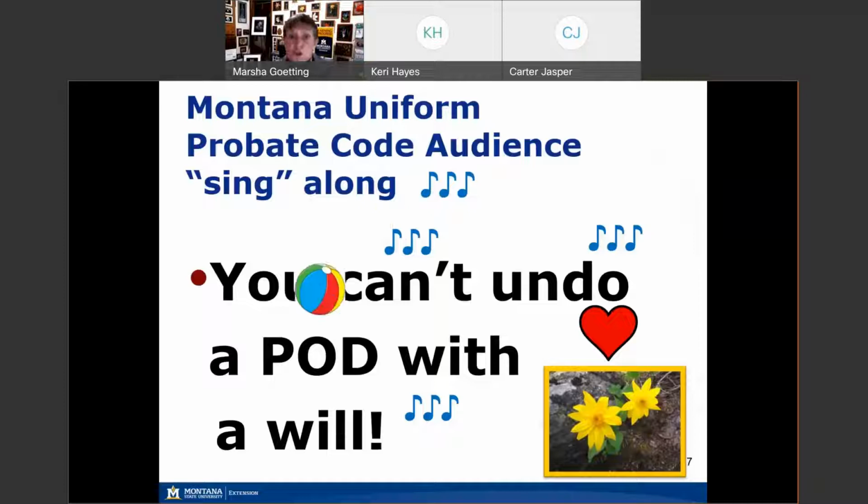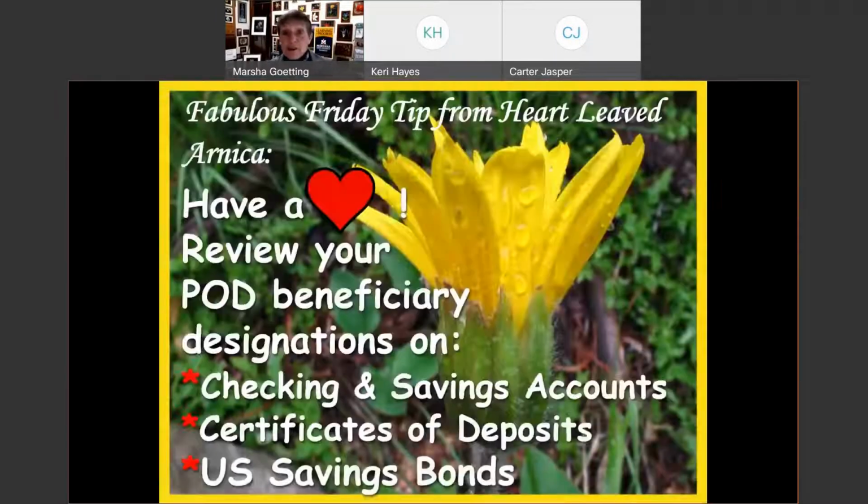You can't undo a POD with a will. And in person, I have my audience say this because I wanted to stick in their brain. So all of you can do this because you're not anywhere that somebody will notice unless you're at the coffee shop. So let's all say it together. You can't undo a POD with a will. Very good. Matter of fact, I was out in the state and I had one guy come up to me and he said, you can't undo a POD with a will. I knew he had been to one of my programs and I was thrilled, of course. Everybody else thought he was nuts.